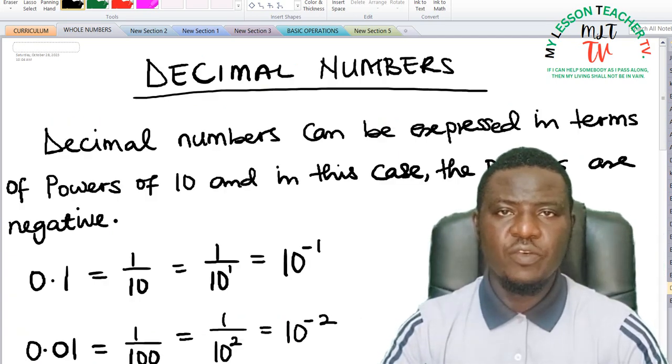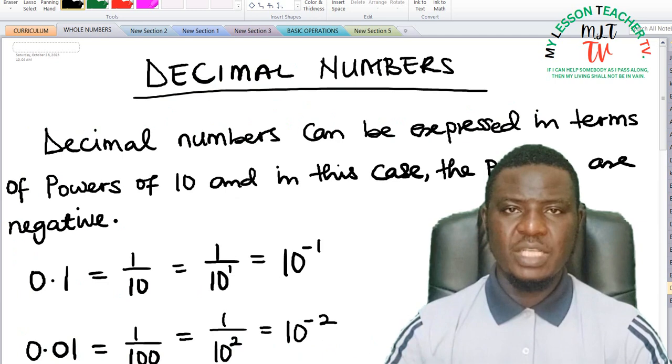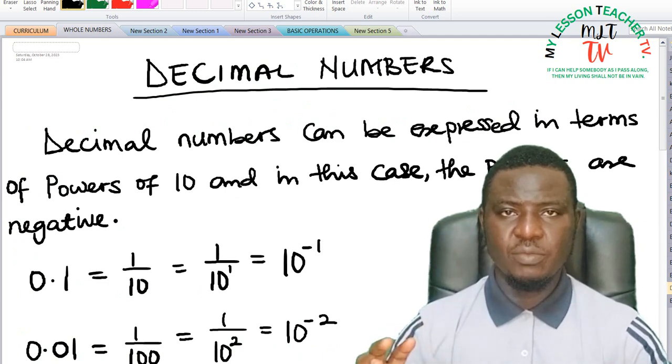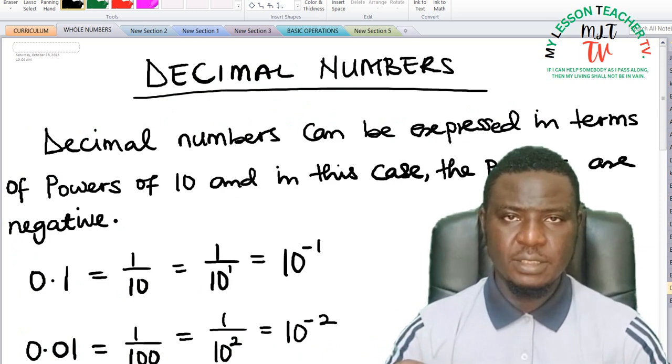Today's class is a continuation of our previous classes on standard forms. In today's class, we shall be looking at expressing decimal numbers in standard form, decimal numbers in terms of multiples of 10.